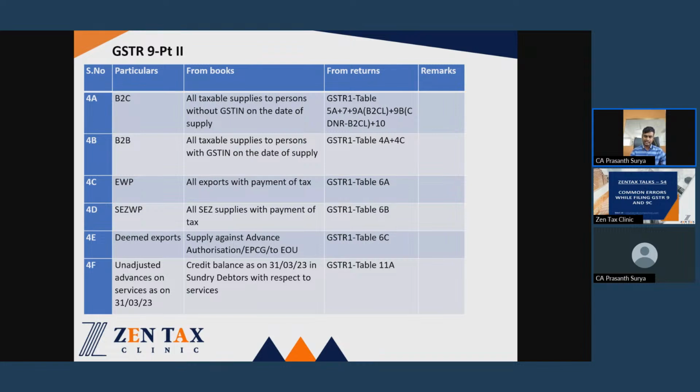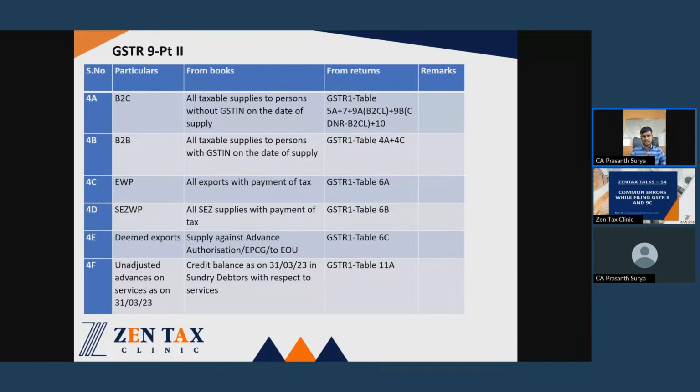Part 2 of GSTR9: table 4 asks for taxable turnover. Table 5 talks about exempted turnover. So table 4A, 4B, 4C have various breakups. I have given the reference to returns. The PPT will be shared after the webinar. I think this would have already been discussed by our CTO a couple of weeks back.